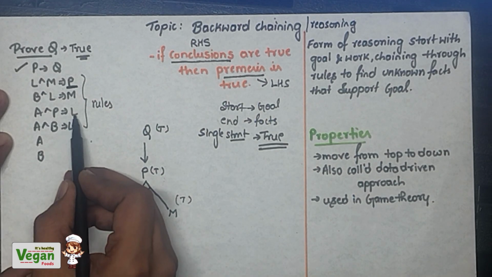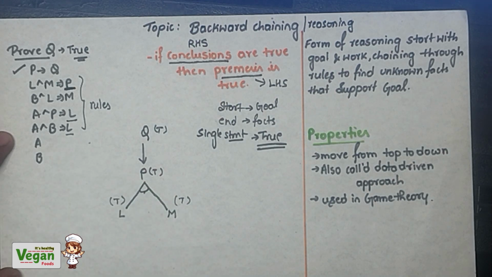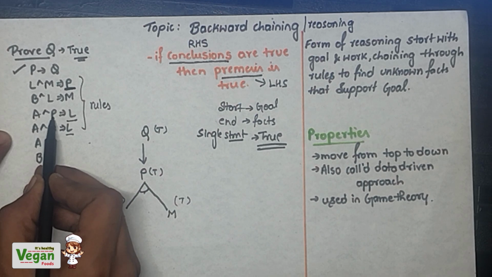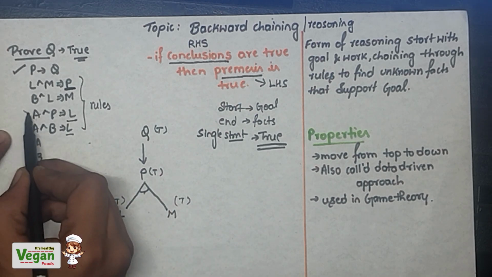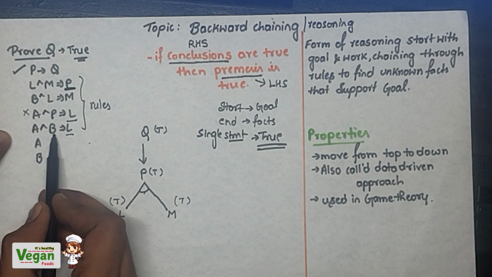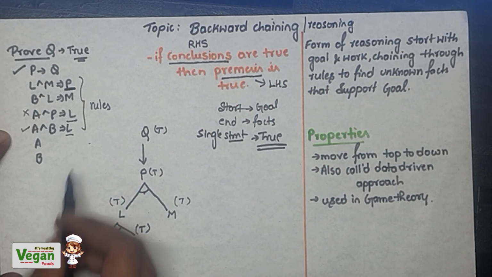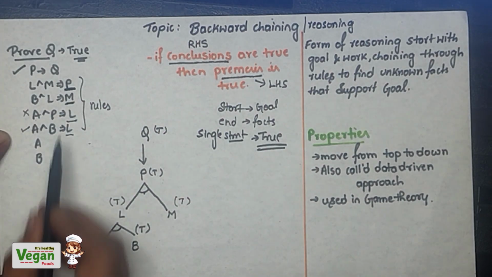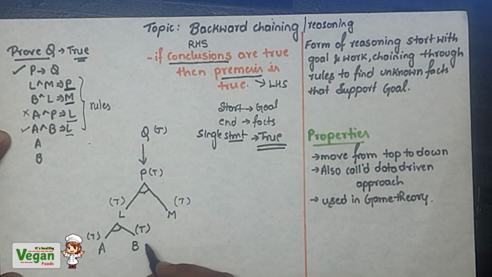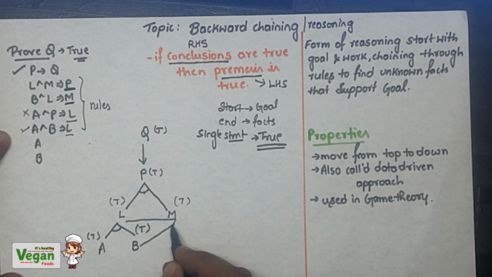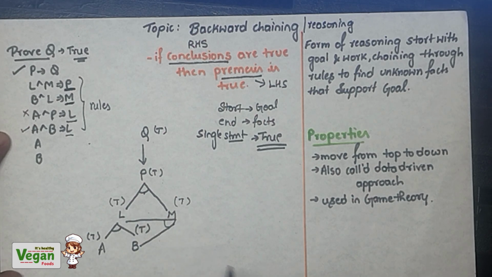Now look at L. On the right hand side, L is in two places. Which one should we consider? There is A and P, and B and P, but P is already used, so we don't need to consider that one. A and B is not used, so I will consider A and B. Since L is true, A will be true and B will be true. The other one left on the right hand side is M, that is B and L. So B and L will produce M. Since L and B are true, M will be true.